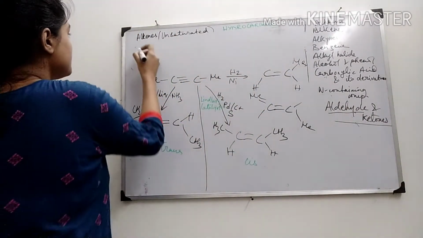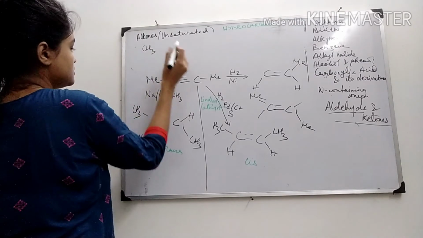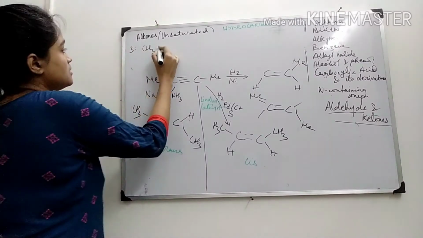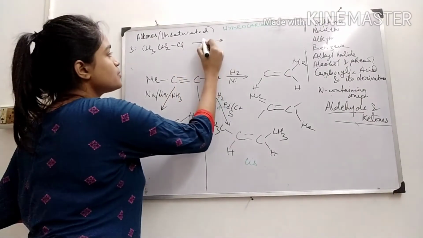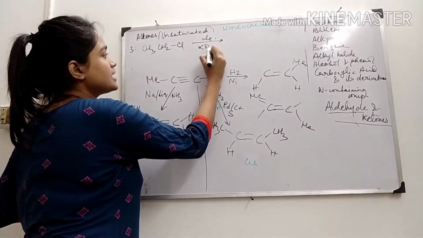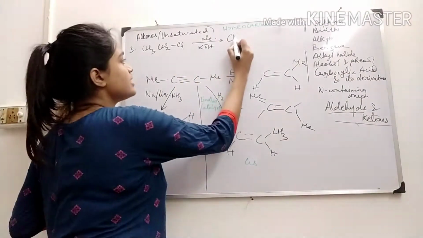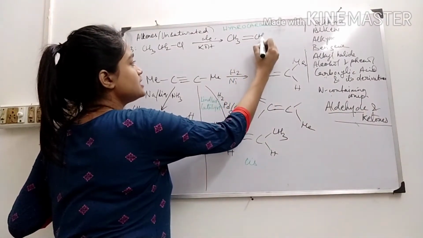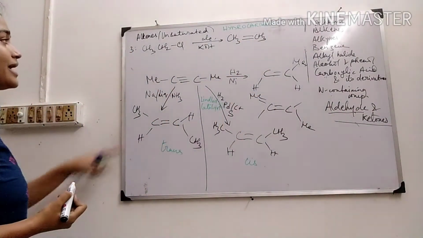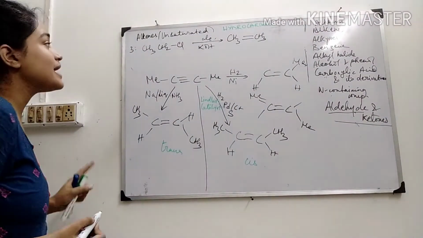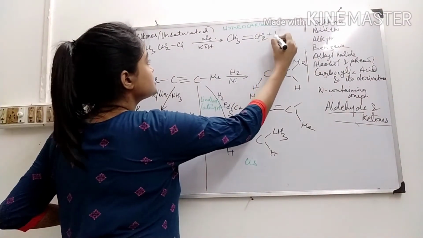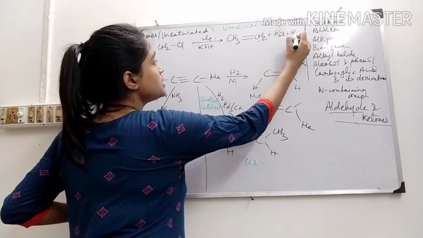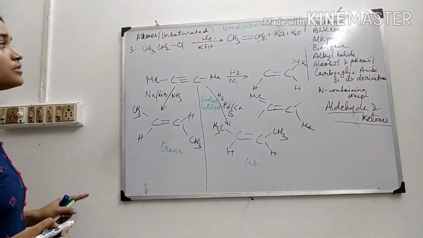Now if I treat CH3CH2Cl, which is ethyl chloride, with alcoholic KOH, this will give rise to an alkene. Elimination is taking place, beta elimination, plus KCl and water are formed.